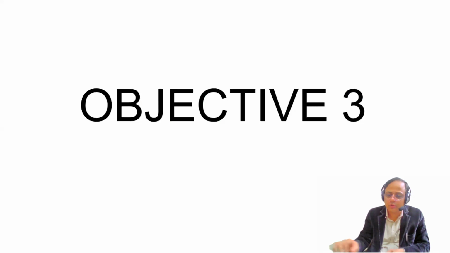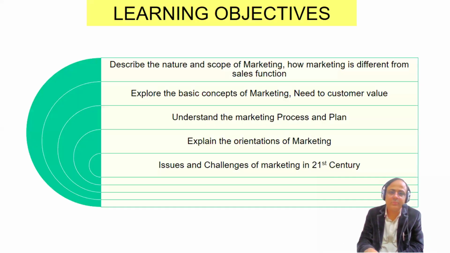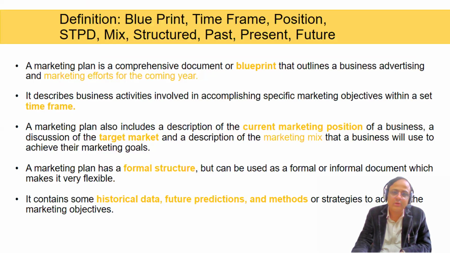What is that first of all? My objective number 3, if you look at my Introduction to Marketing Management unit, is understanding the marketing process and the plan. So we'll talk about the plan first, followed by the marketing process, and I'll also show you a sample of a Cadbury presentation on the marketing plan, how they have done it, right?